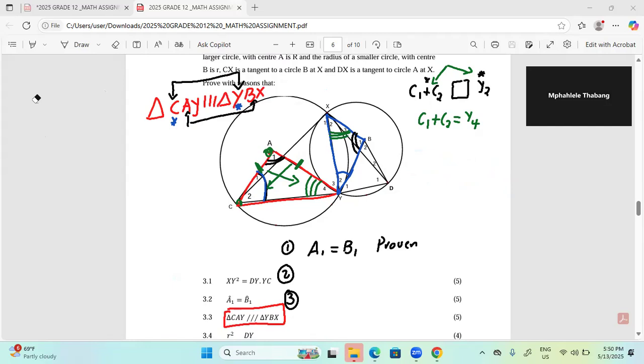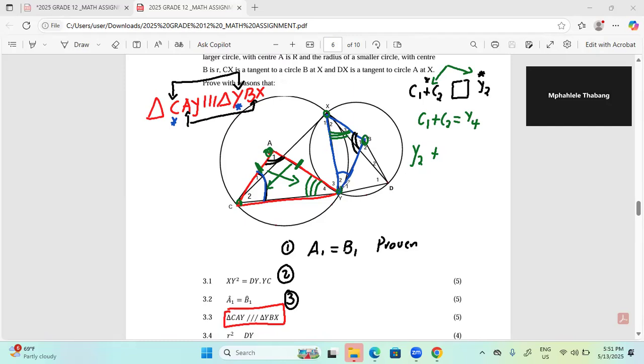This is where the trick is. And watch out. Not everyone thinks like this in the exam. I'm not surprised why it took me time. You can say Y2 plus, I'm focusing on the triangle BXY.